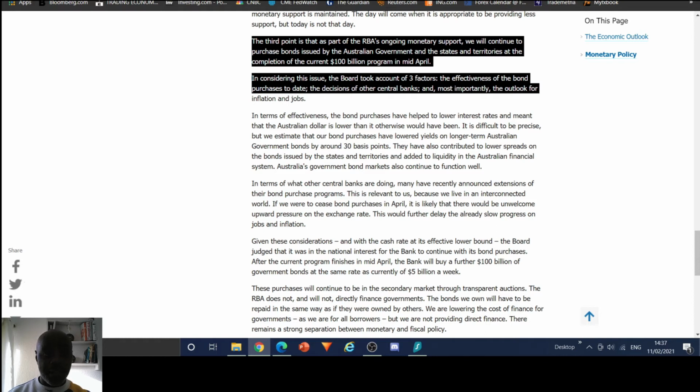The effectiveness of the bond purchase to date, the decisions of other central banks, and most importantly, the outlook for inflation and jobs. This is what they had to say about that.